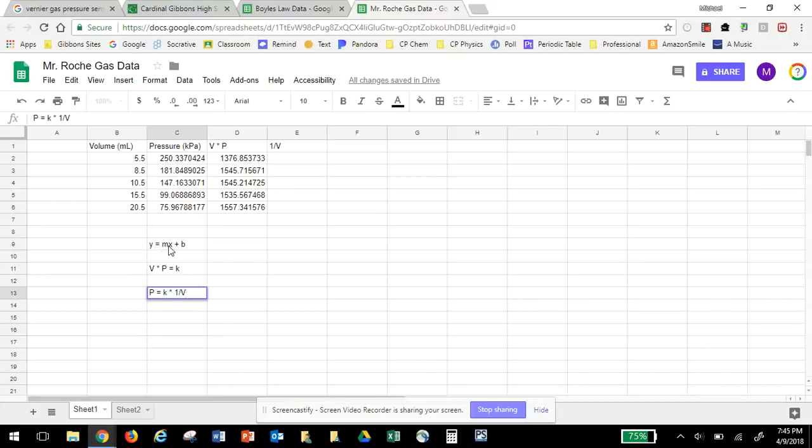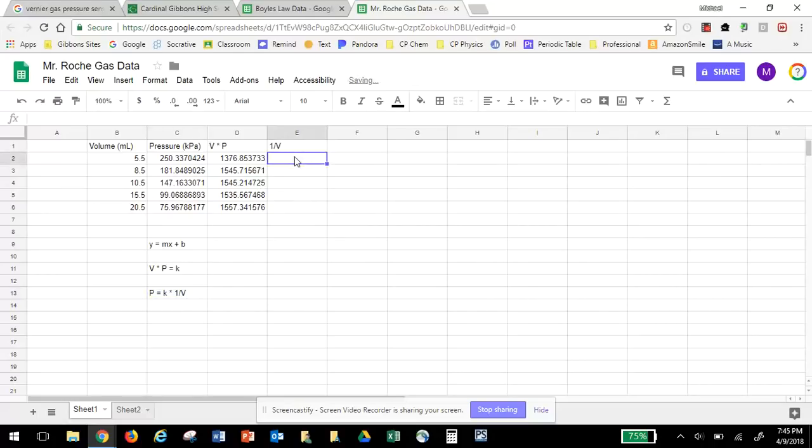Now that is looking like a linear formula, right? Y is equal to the constant slope, m is the constant, and then the x is 1 over V. So if we take all these volumes and put a 1 over them, we should get a straight line. So let's see if that works.